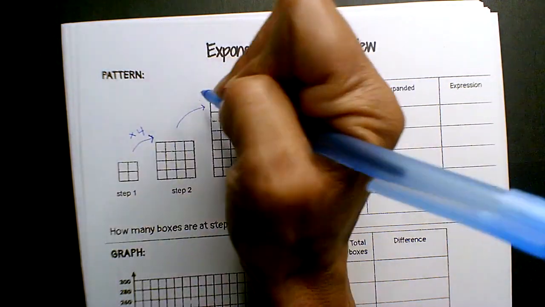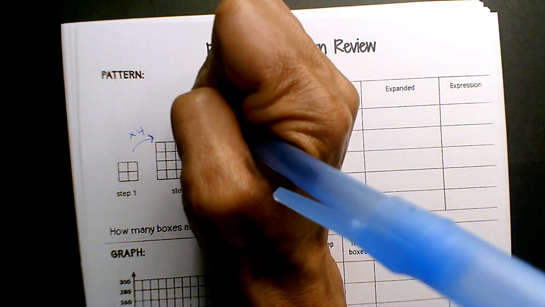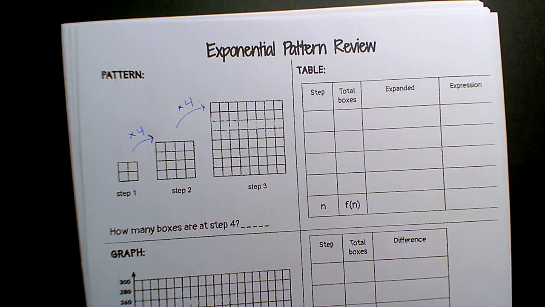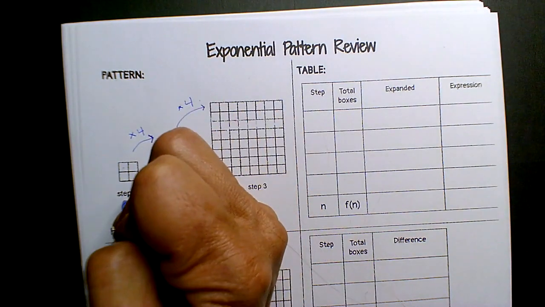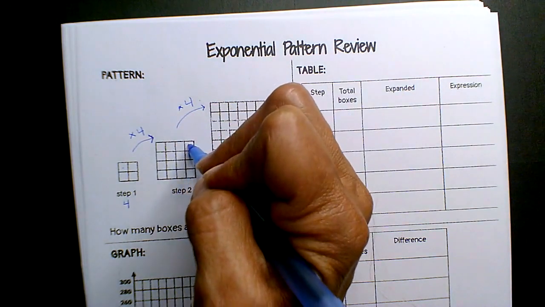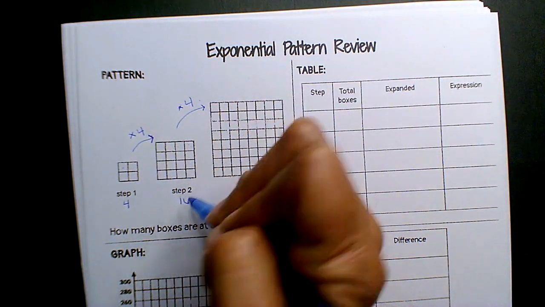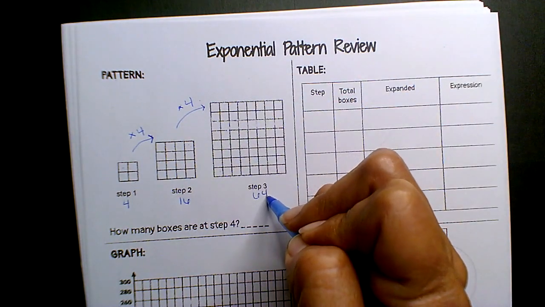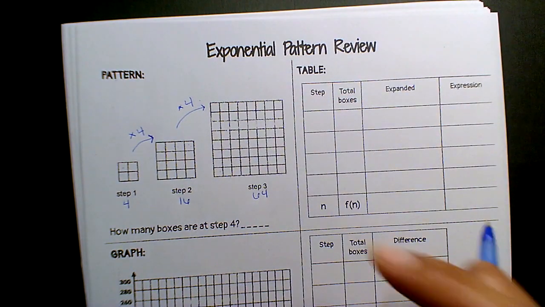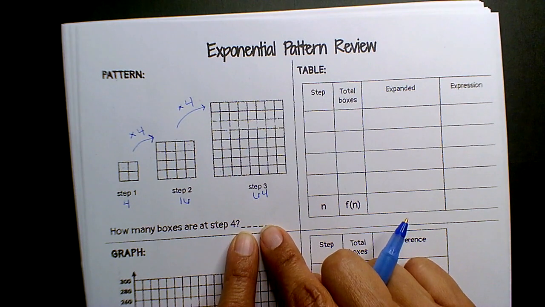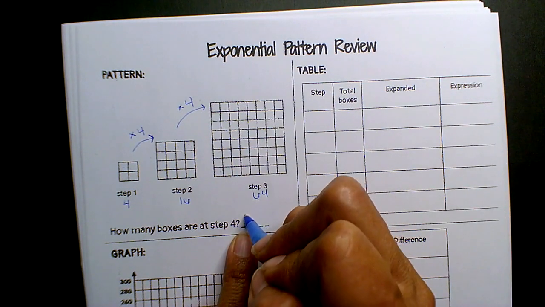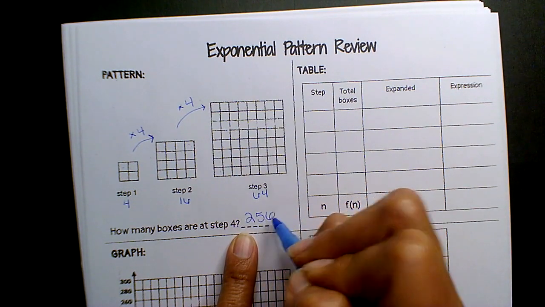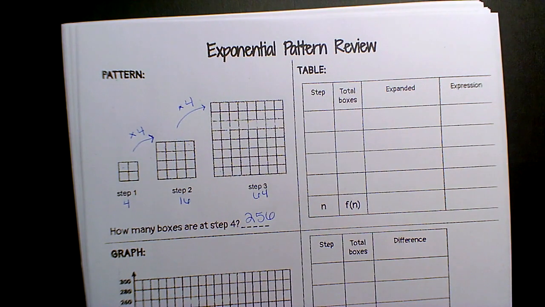So you guys are going times 4, or if you want to put a dot, whatever you guys prefer. All right, because this has 1, 2, 3. This has 4 little boxes. 1, 2, 3, 4. 1, 2, 3, 4. This is 16. This is 64, right? Okay. So how many boxes does step 4 have? 256. 256. So far, everybody look good?